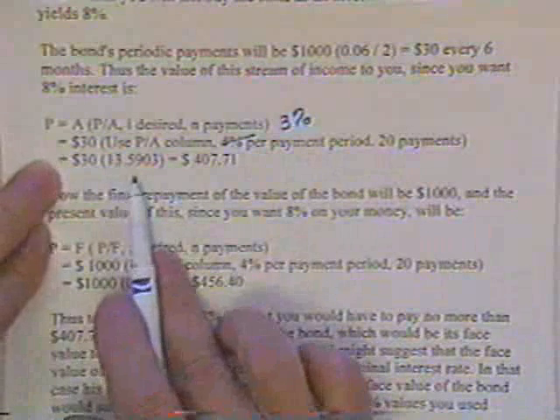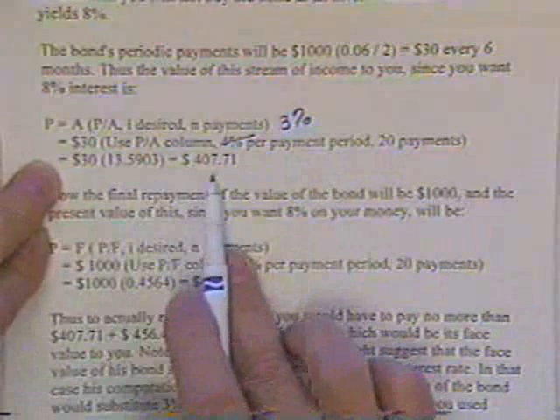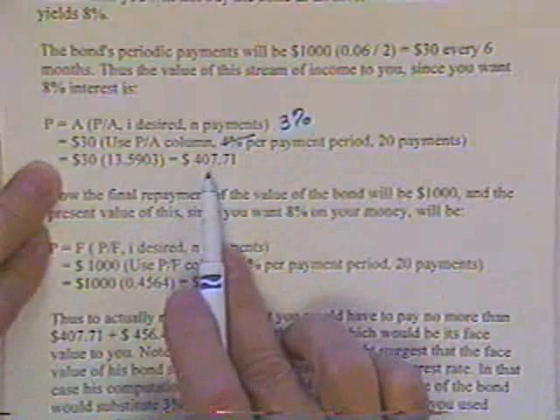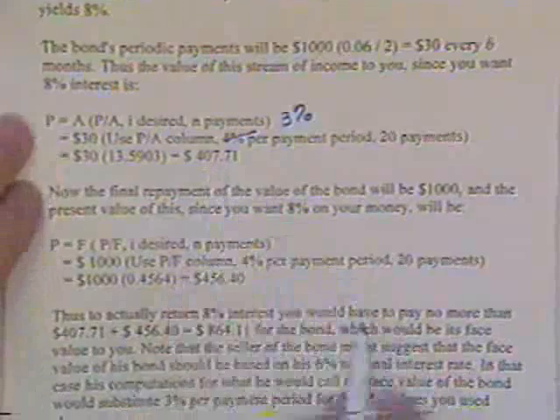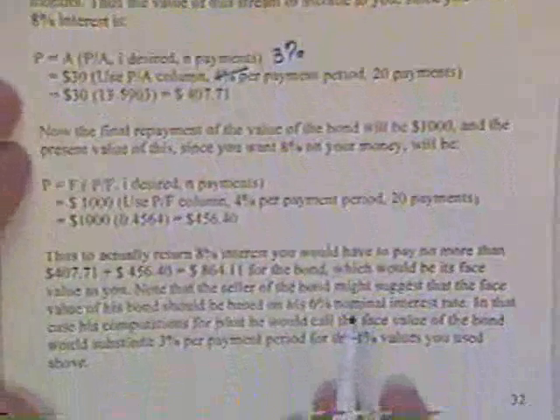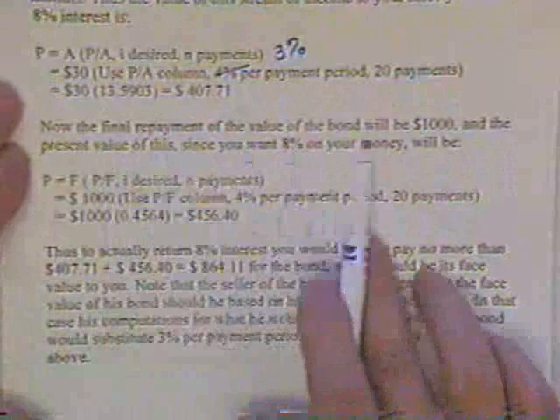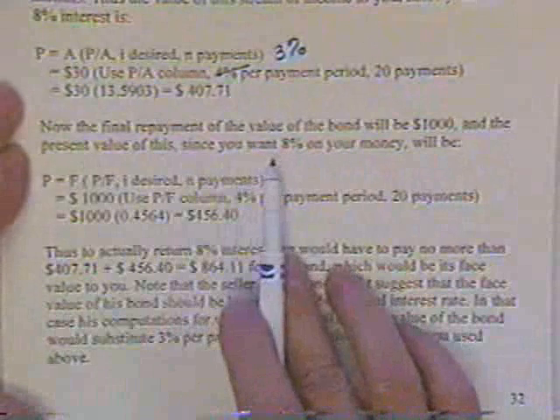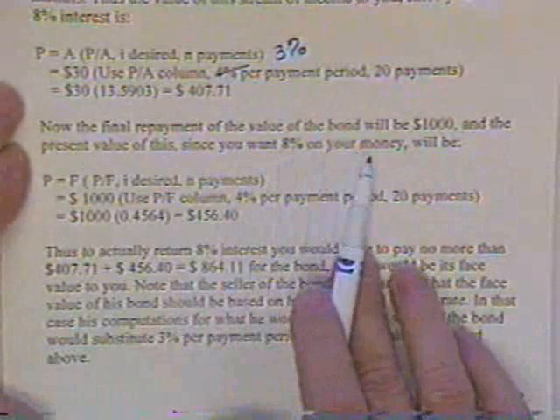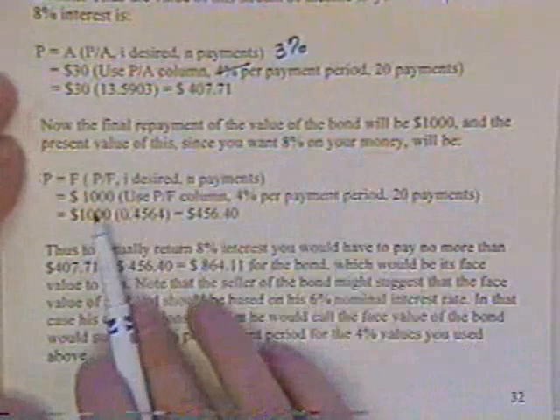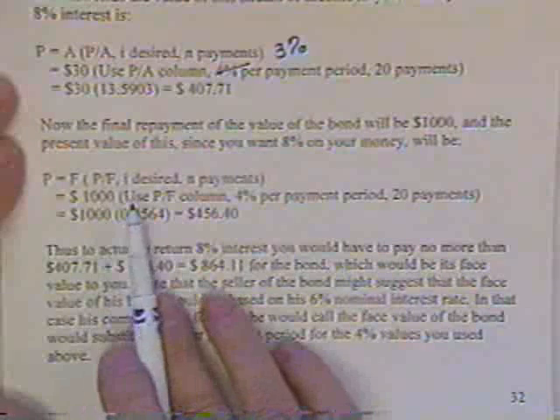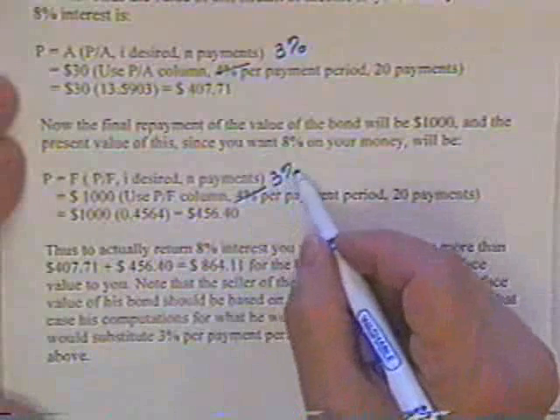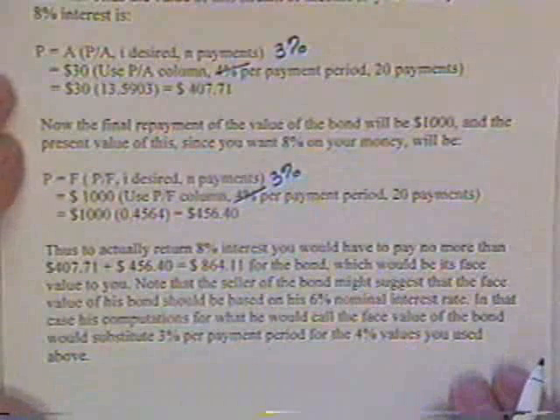I want to shut the tape off just to find that out. You can fix that for me. It is $407. That would be the present value of the $30 every 6 month stream of income. That's part of the bond's value. Now, when the guy gives you back the $1,000, the present value of what you get on your money, since you want 8% money, would be $1,000 times, it says 4% again, that's looking bad, 3% per payment period.